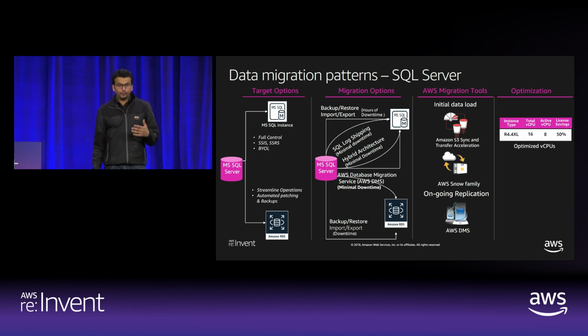Now, with respect to optimization, one is you can run optimized vCPUs. So when you turn on your EC2 instance, you can say that I just want 8 active vCPUs. Here the example is R4 4xlarge, which has 16 vCPUs. By running just 8 vCPUs, some of the workloads benefit, because SQL Server is very memory hungry, right?